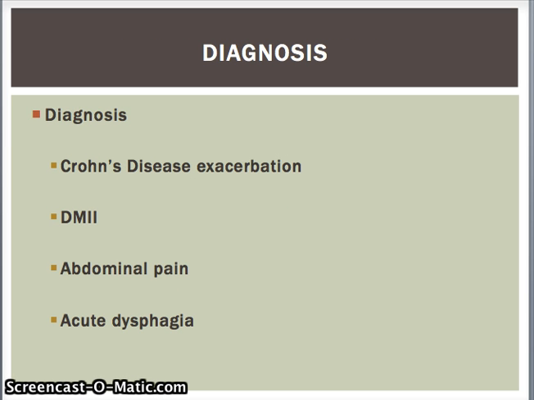The patient was diagnosed with Crohn's exacerbation and new onset of diabetes mellitus 2 upon her first admission to the hospital. She was also evaluated by a speech and language pathologist and diagnosed with acute oropharyngeal dysphagia. After discharge and readmission, she was diagnosed with GI distress, including abdominal pain, nausea, vomiting, and diarrhea secondary to Crohn's exacerbation.